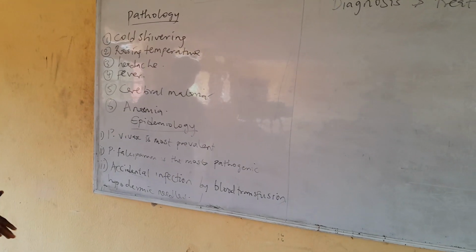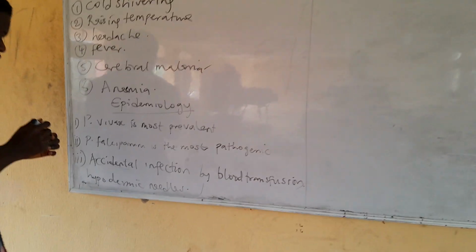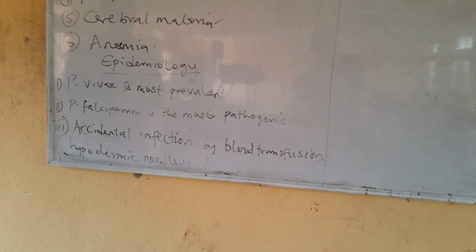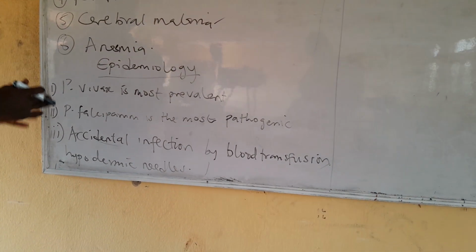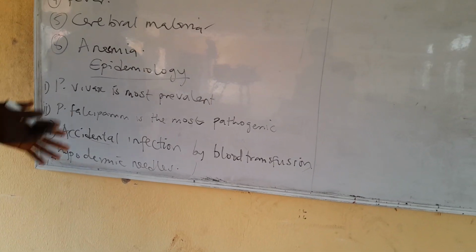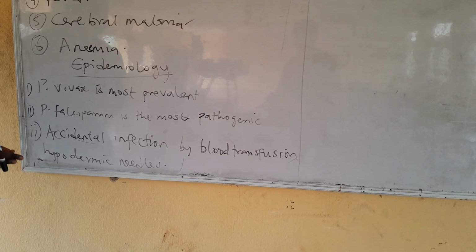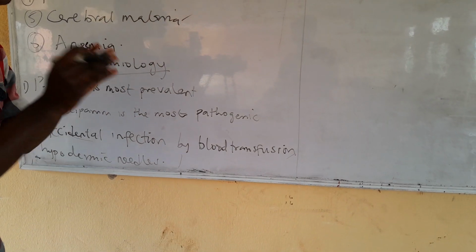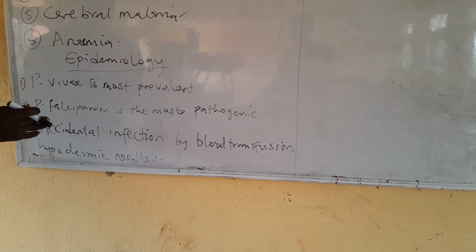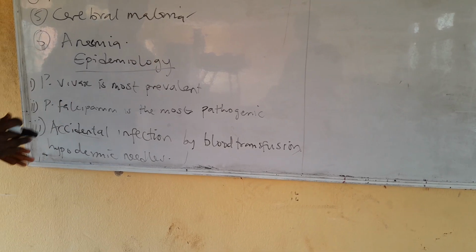Then coming to the epidemiology of this Plasmodium species, what you should know is that P. vivax is the most prevalent Plasmodium species, while P. falciparum is the most pathogenic to the human host.